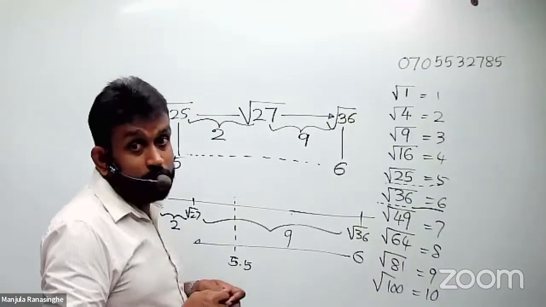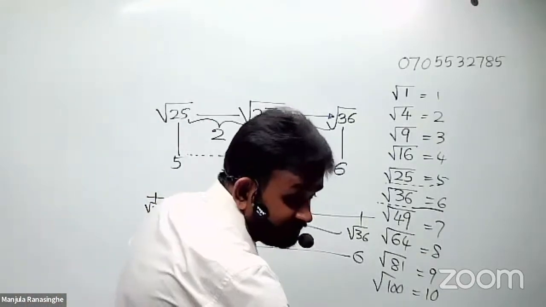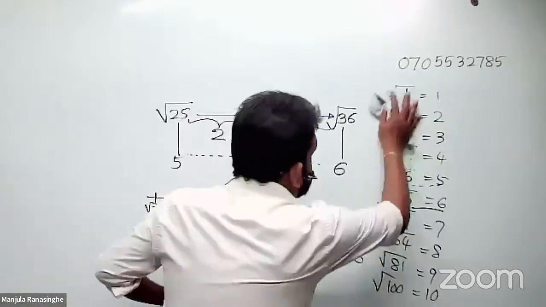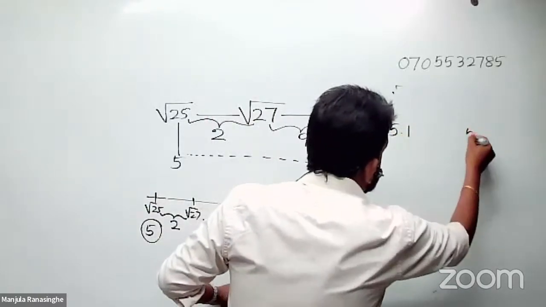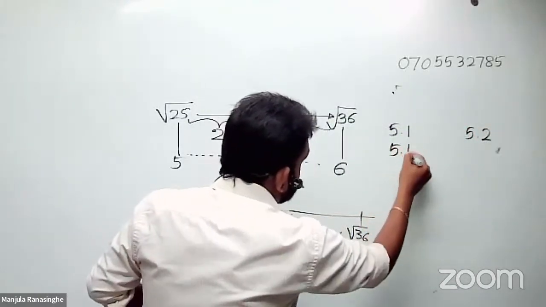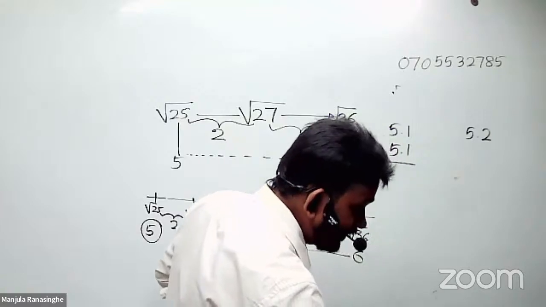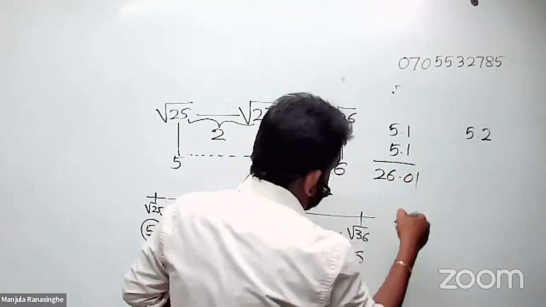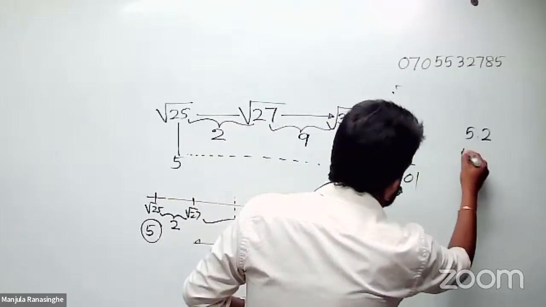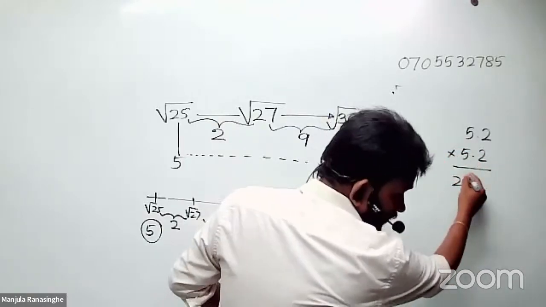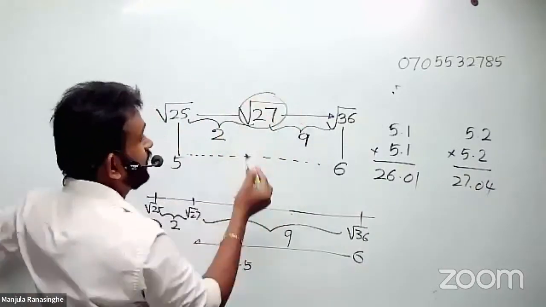So we now have two options. We check whether it is 5.1 or 5.2. How to determine the correct answer? This is the way. Okay, up to now that is clear. So now we determine 5.1 or 5.2. If it is 5.1, we multiply it by 5.1 to check it. Quickly, I will take the answer. 5.1 squared gives you 26.01. Then if I choose 5.2, you multiply 5.2 by 5.2. It gives you 27.04.